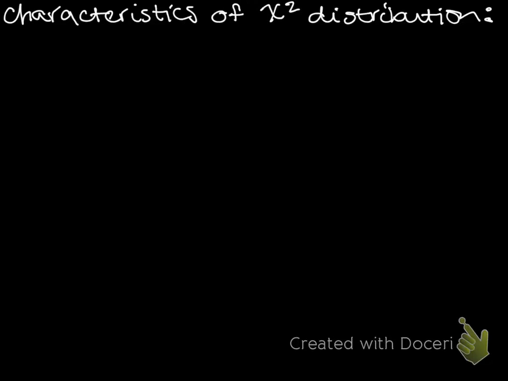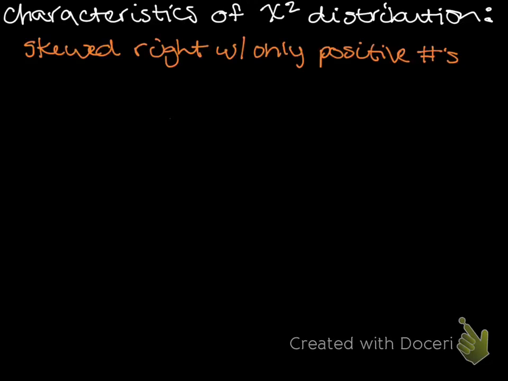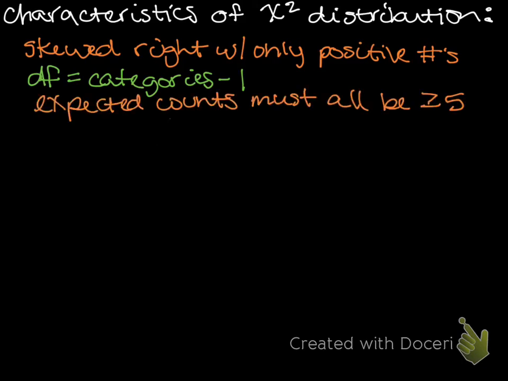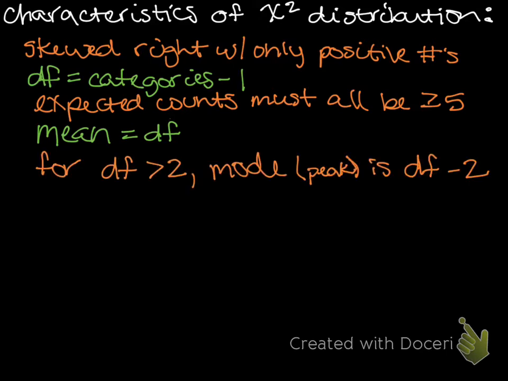Some characteristics of the chi-squared distribution. It's skewed right with only positive numbers. There are no negative chi-squared values. Your degrees of freedom are the number of categories minus 1. All your expected counts must be greater than or equal to 5. The mean of a chi-square distribution is equal to the degrees of freedom. For all chi-square distributions where your degrees of freedom are greater than 2, the mode, or the peak of the distribution, is at df minus 2.